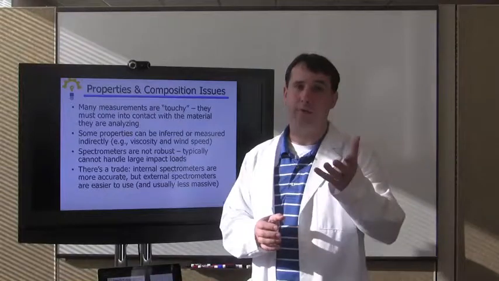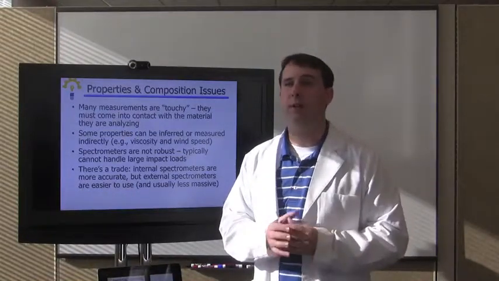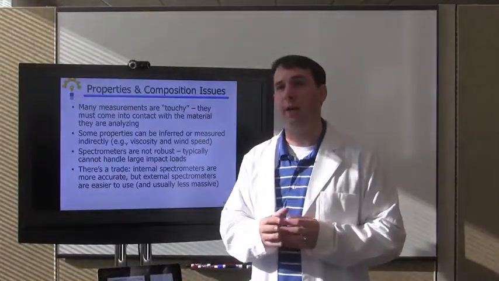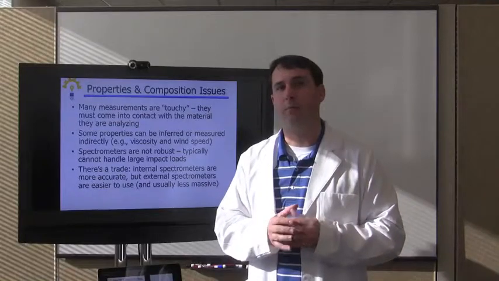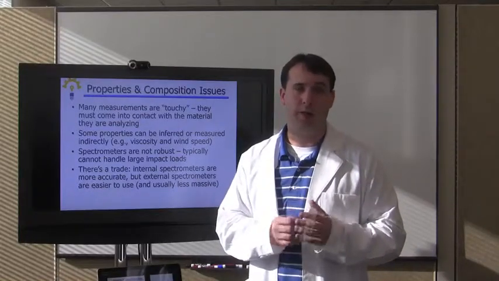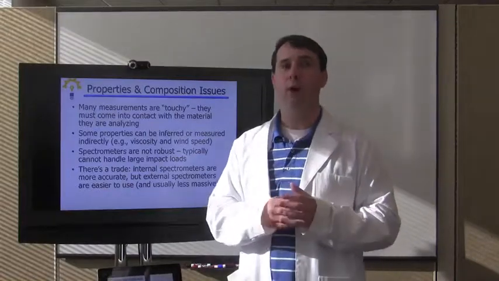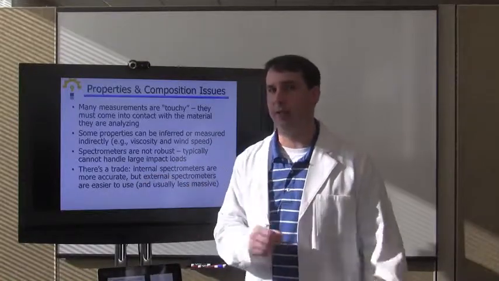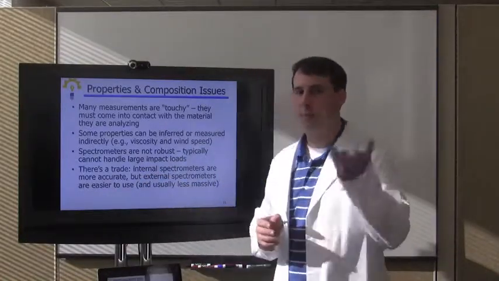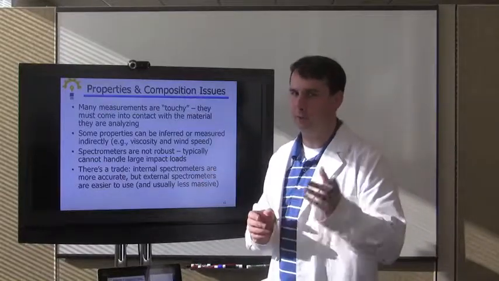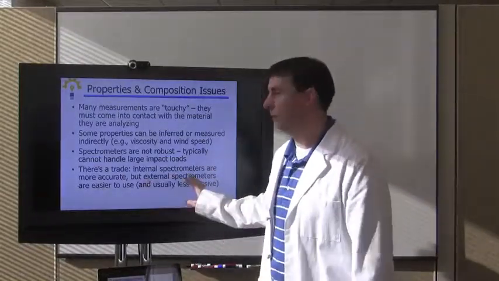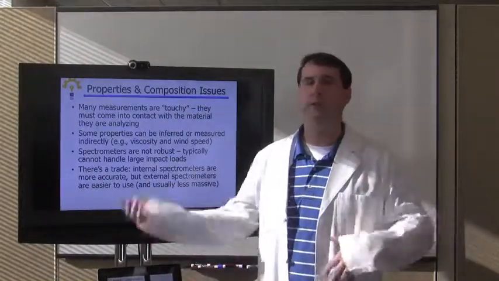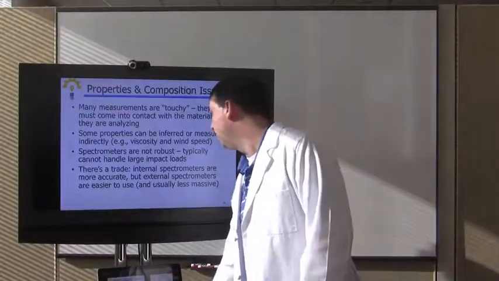Hopefully we've come to your class already. If we haven't, we will. We'll talk to you about the LCROSS mission, which was a NASA mission to our moon, where they used a mass spectrometer to look at samples on the moon, and how the LCROSS mission worked, how they got around some of the issues of spectrometers not being robust. How did they do that? If we've already been in your class, then you know. If we haven't, then you'll find out. So there's a trade, internal versus external, again, like I talked about earlier. There's a trade there with accuracy versus ease of use and mass.